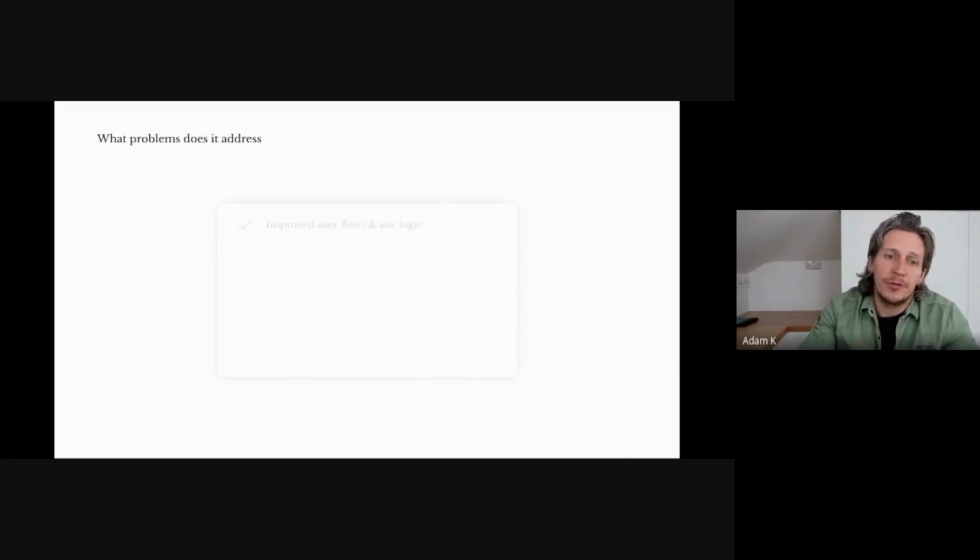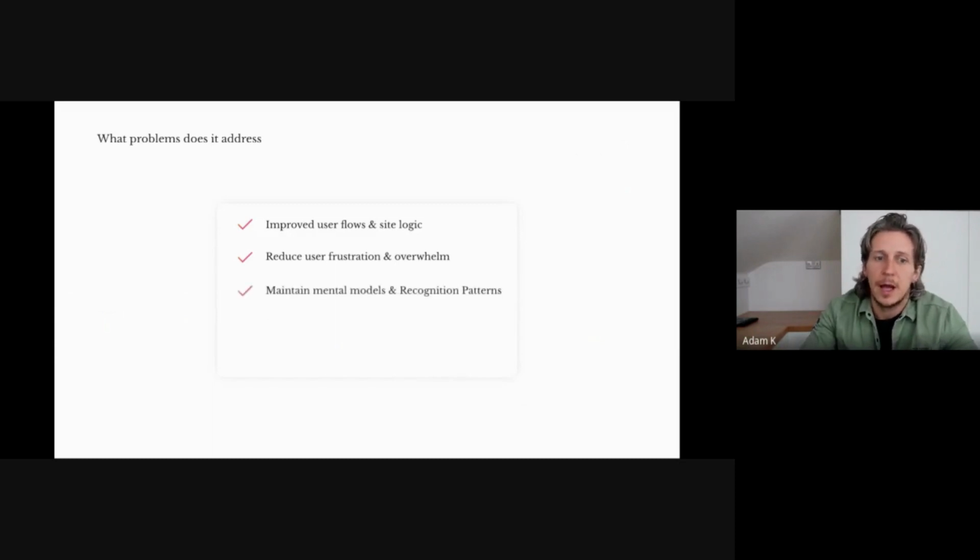So what problems does this address? It's going to improve the user flows and the site logic, so a more logical flow and adjustments to the content hierarchy. We're going to reduce things like click rage. You can actually track click rage in Hotjar, which is really, really good. And you can see where some of the frustration comes from. I know Damian's got some points of overwhelm as well to go through in his examples.